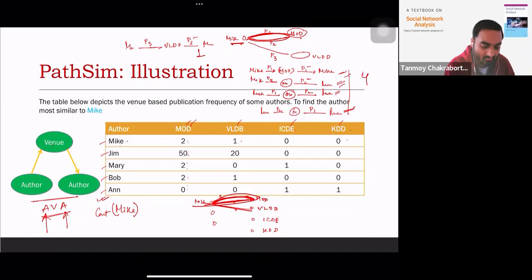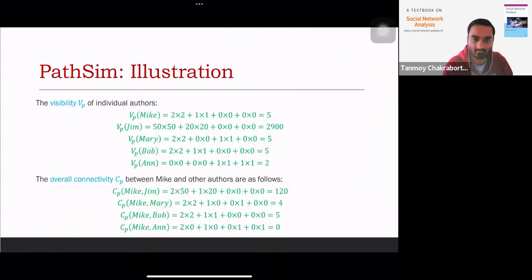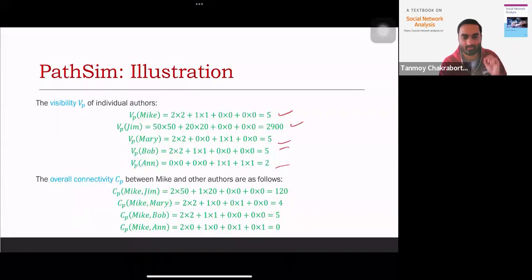And how did we get this 4? This is basically 2 into 2, right? Now you can easily do the math. For Mike, this is 2 into 2 plus 1 into 1. For Jim, this is 50 into 50, 20 into 20. And you know why. For Mary, this is 2 into 2 and 1 into 1, and so on and so forth. This is the number of round trip paths, which is the denominator of the PathSim values, right? Now let's look at the numerator.